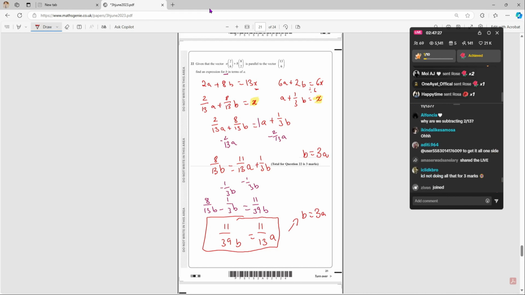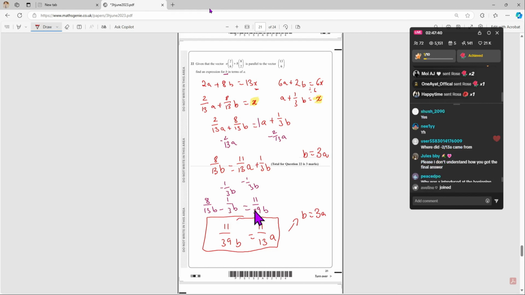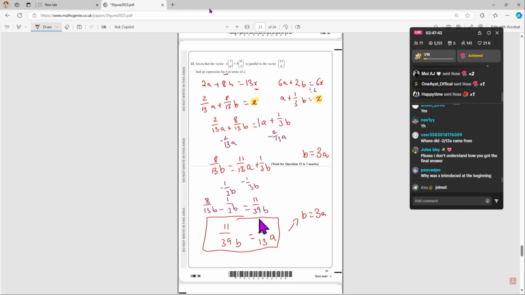So, where did 39 come from? The denominator 39, we did it because the common denominator is going to be 39, and that's how you would do it.